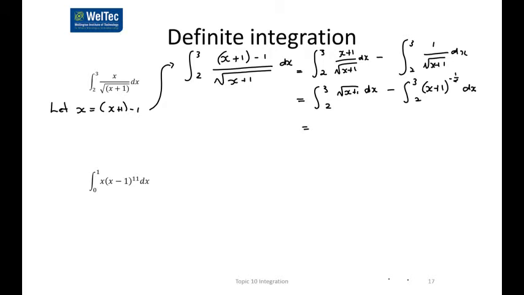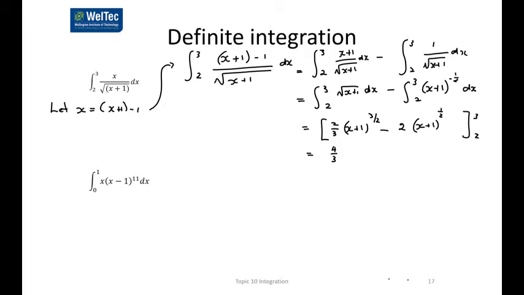We could put them back into one term now, since it's all between 3 and 2. The integral of x plus 1 to the half would be x plus 1 to the power of 3 over 2, over 3 over 2, which would become 2 over 3, minus x plus 1 to the power of 1 over 2, over 1 over 2, which would become 2, and using your calculators that would become 4 over 3.